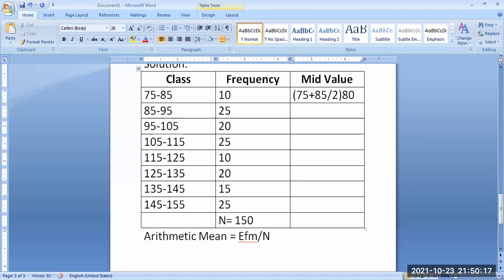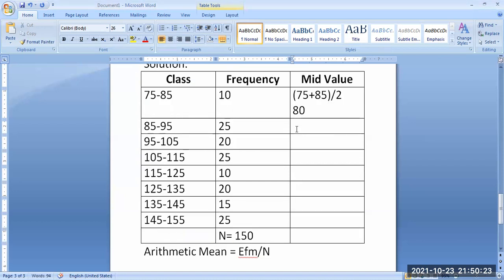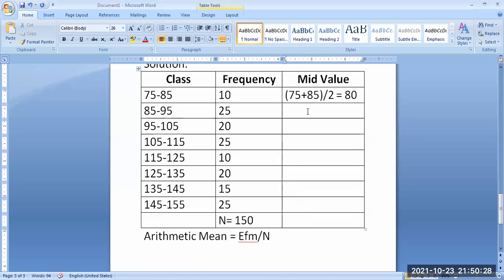Not like this. By 2, it is equal to 8. Similarly, this will become 90. 90 is going to be its mid value or midpoint. It will be 100, 110, 120, 130, 140, 150. Am I correct? You can cross check.